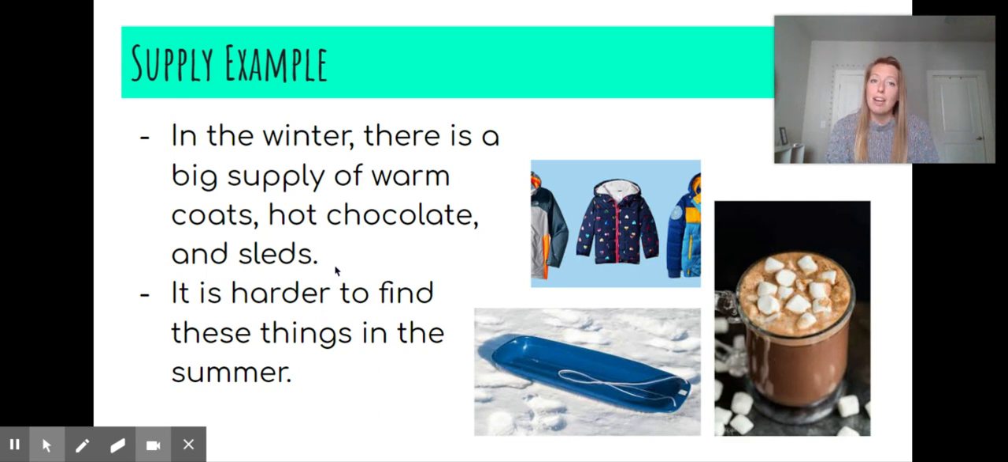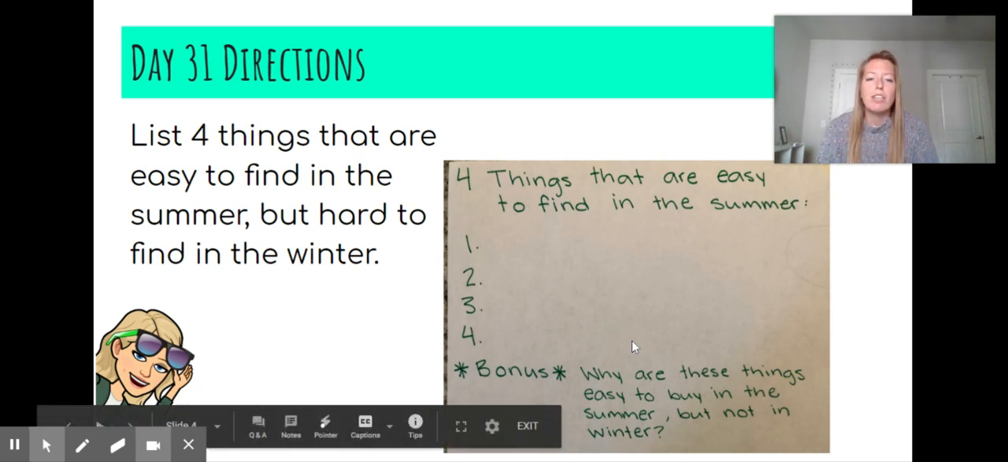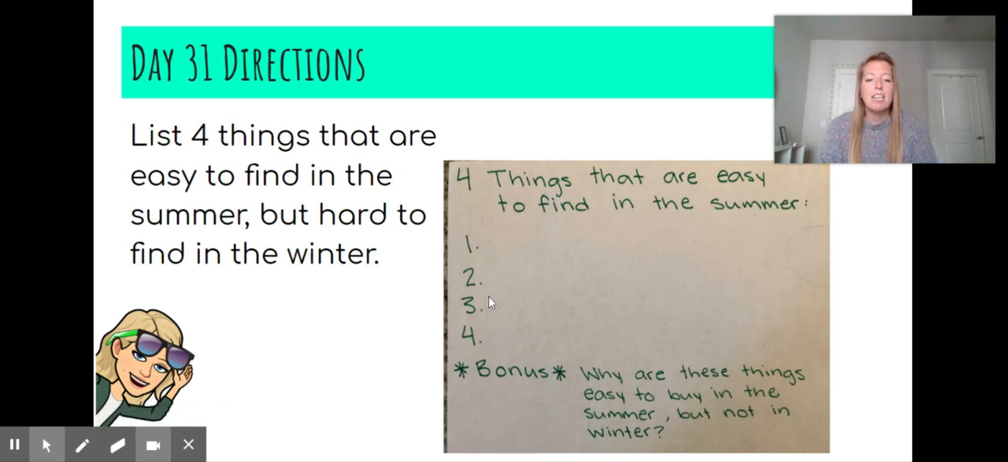That is our supply. Now, what I want you guys to do today is you are going to list 4 things that are easy to find in the summer, but hard to find in the winter. So it'll be the opposite of what we just talked about. So your paper might look something like this. You'll title it 4 things that are easy to find in the summer, and then list your 1, 2, 3, 4 things.